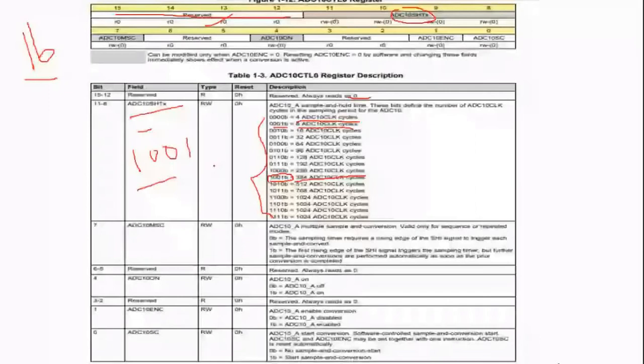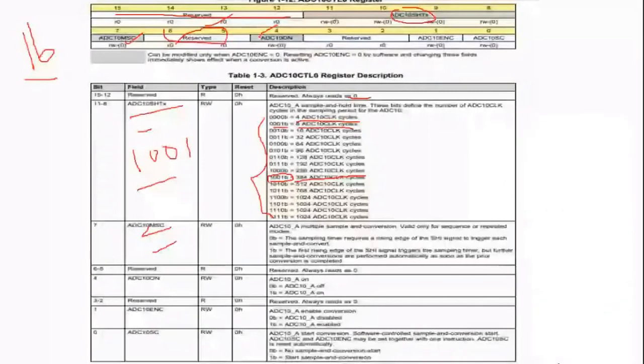So next comes bit 7, ADC10 MSC. The ADC10 MSC bit is of 1 bit. It is called multiple sample conversions. If you want single conversion or multiple conversions, it depends upon this bit. Now bits 6 to 5 are reserved bits, so read as 0. Now the 4th bit is ADC10 ON.